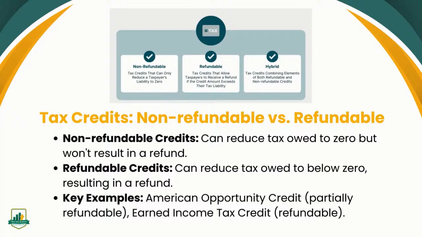Alrighty, so tax credits, the non-refundable versus the refundable. Non-refundable tax credits can reduce the tax owed to 0, but will not trigger any movement on the meter for you to get any money back. Refundable credits can reduce the tax owed to below 0, and it can also trigger a refund. Key examples are the American Opportunity Credit, which is partially refundable, and the Earned Income Tax Credit, which is refundable.